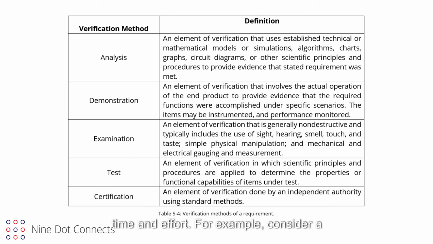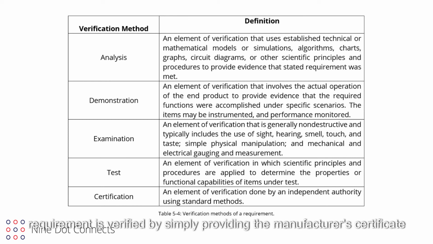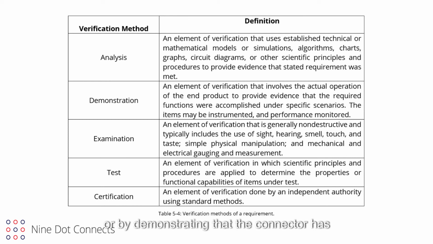For example, consider a project team that wants to use a connector for space flight that has not been certified by the manufacturer for such use. This connector will require analysis for initial feasibility, and testing thereafter. This may require thousands of dollars in software and test equipment. Whereas, if they use a connector that has been certified by the manufacturer, the requirement is verified by simply providing the manufacturer's certificate, or by demonstrating that the connector has been used successfully in similar projects.